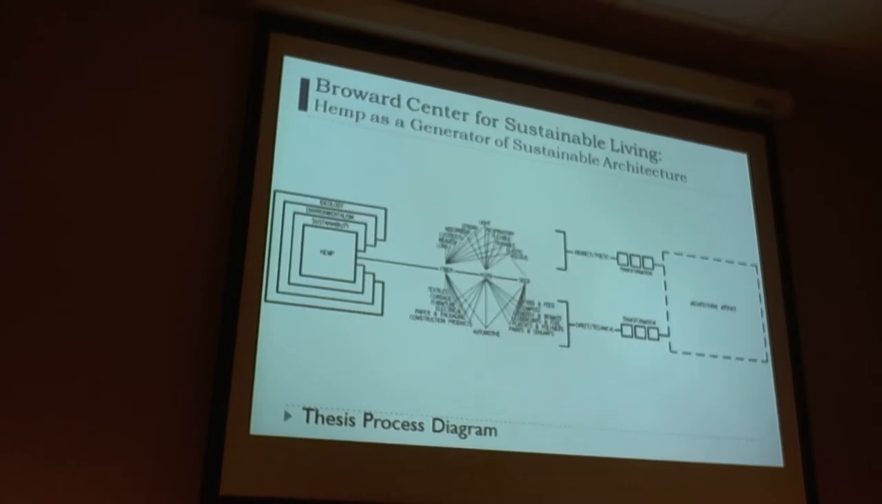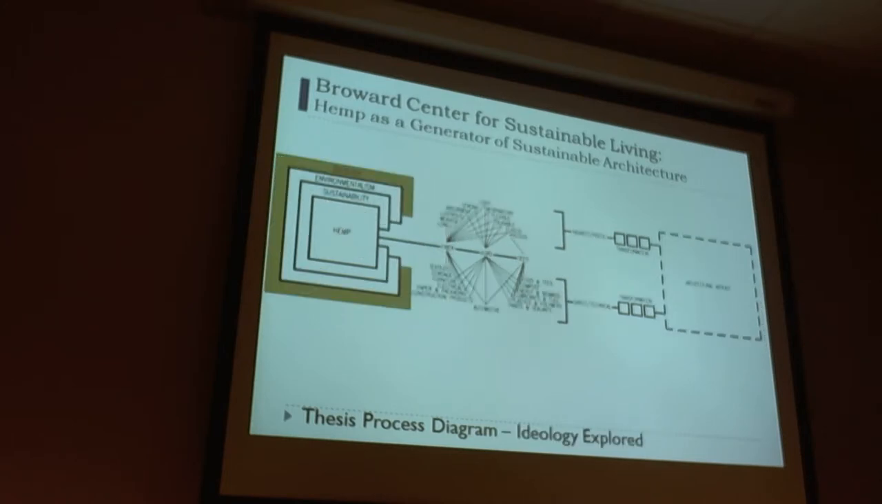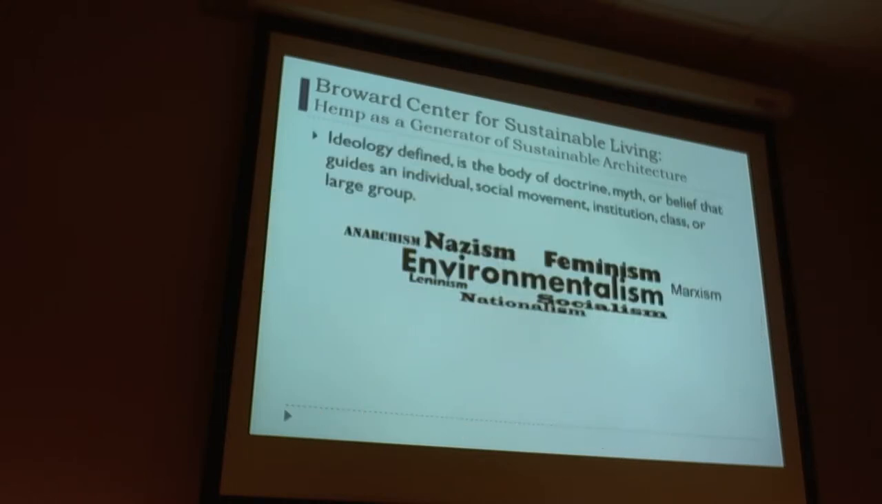We're going to begin with ideology, then move on to environmentalism, sustainability, and the product called hemp. Then we're going to go into the three components of hemp, which are fiber, herd, and seed. We're going to examine this indirect and technical approach, and then transform it to the architectural artifact. Right now, we're going to look at explore ideology.